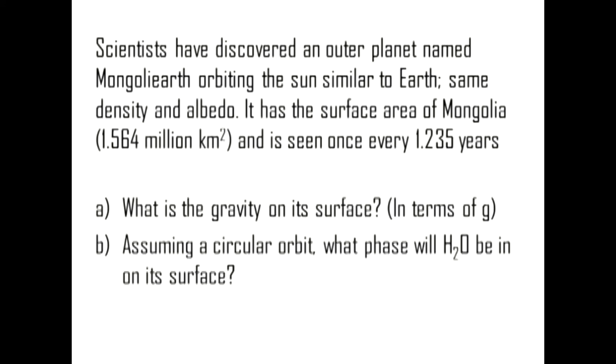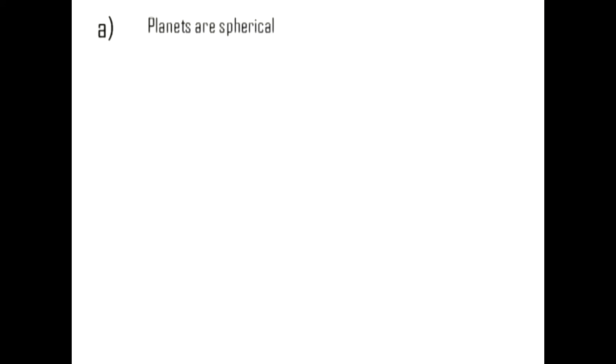So let's get to it. We know that Mongoliearth is a planet, and we know that all planets are spherical. Therefore, we can apply the surface area of a sphere onto the surface area of Mongoliearth, and we know its surface area. So we know that A is equal to 4 pi r squared, and that way we find that r is equal to the square root of A over 4 pi.